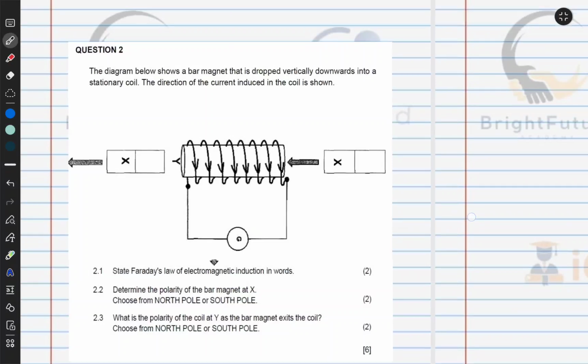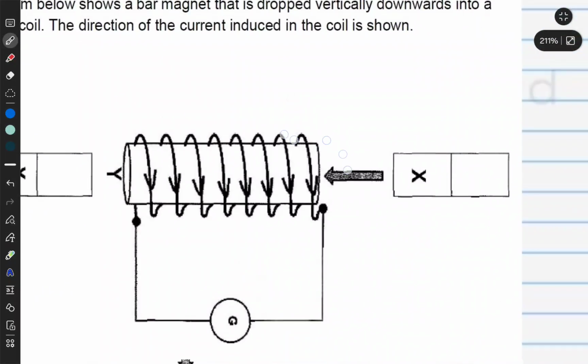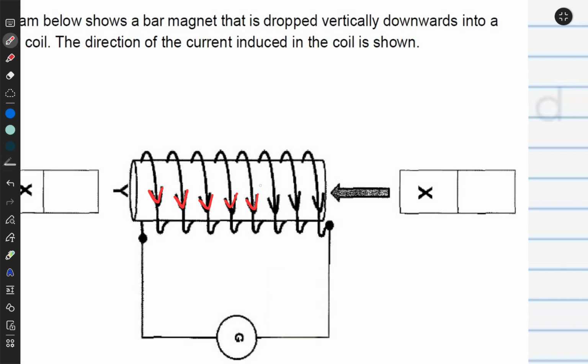So the current they are showing us is this one. Those arrows that you see, that's our current. Remember, current must flow in the coils, so these arrows are our current. If you take your right hand and use the right hand rule, it will look something like this.